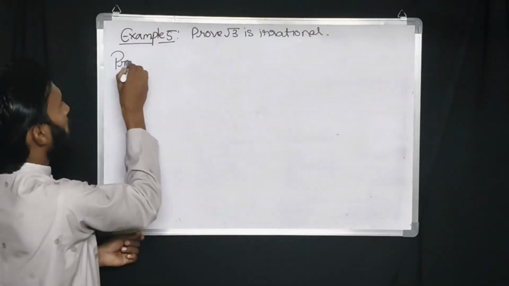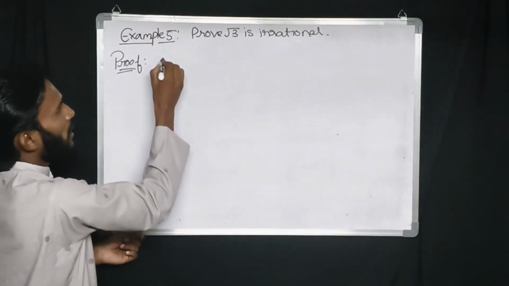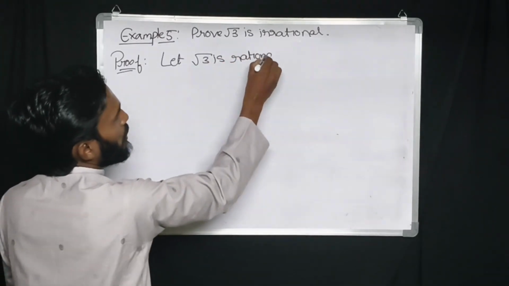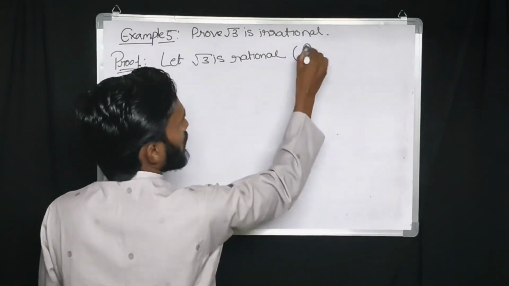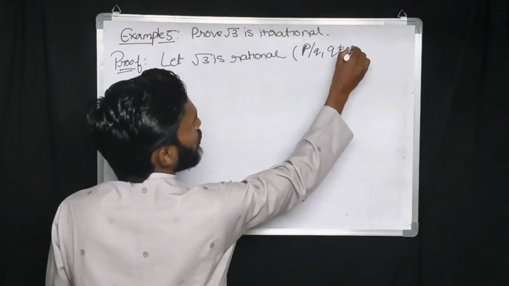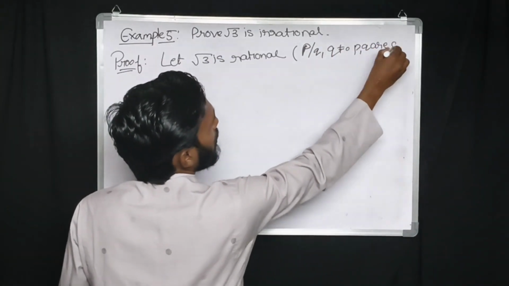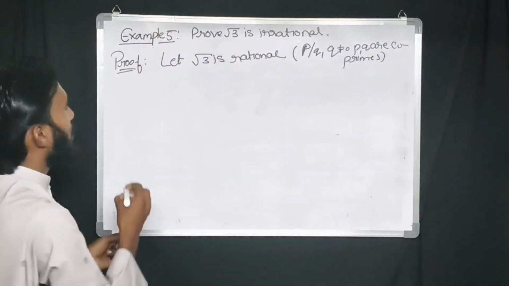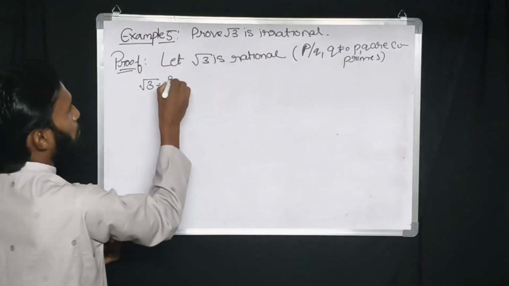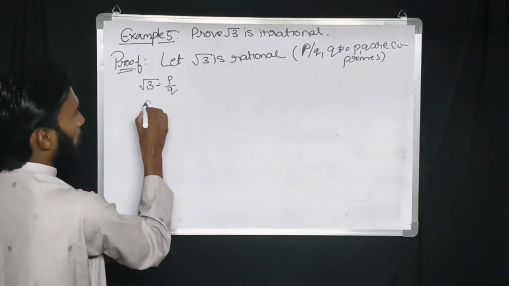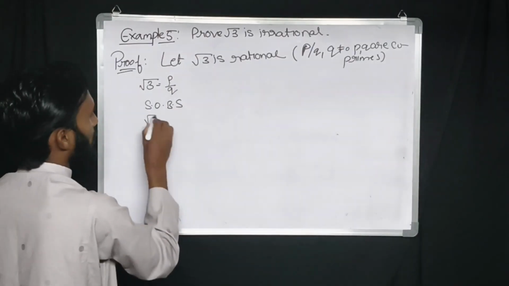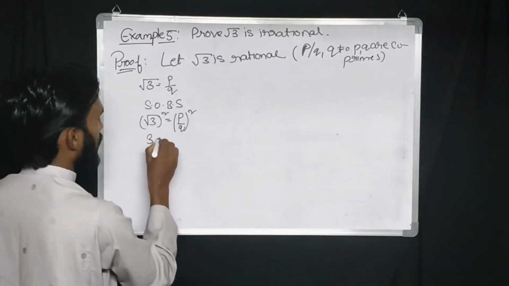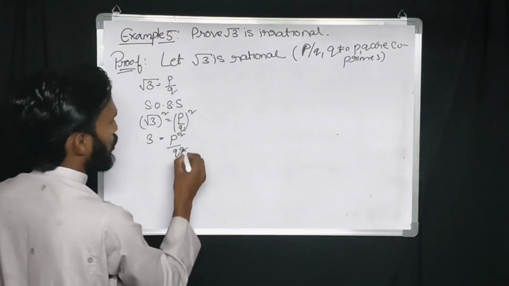So, to prove anything in mathematics, we go against the statement. So, let root 3 be rational. You know that the rational form is p by q, and q is not equal to 0, and p, q are co-primes. That means having only the common factor 1. So root 3 is equal to p by q. Now squaring on both sides to remove the square. Root 3 whole square is equal to p by q whole square. 3 is equal to p square by q square.